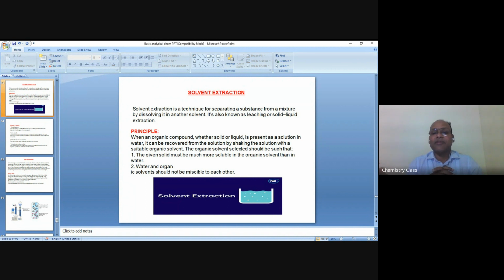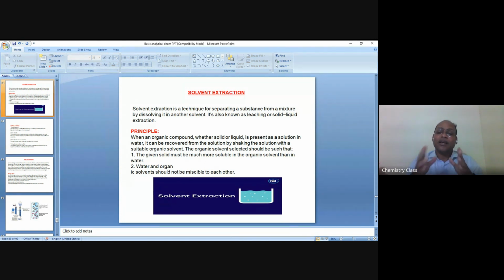The organic solvent should be selected such that, first, the given solid must be much more soluble in the organic solvent than in water. Otherwise, water and the organic solvent should not be miscible with each other. These two conditions should be there.